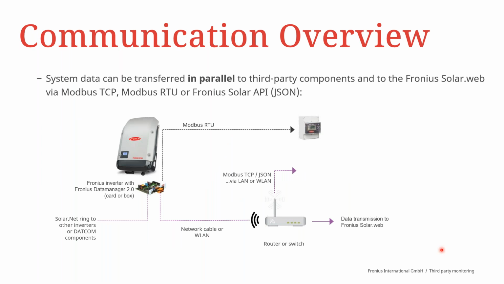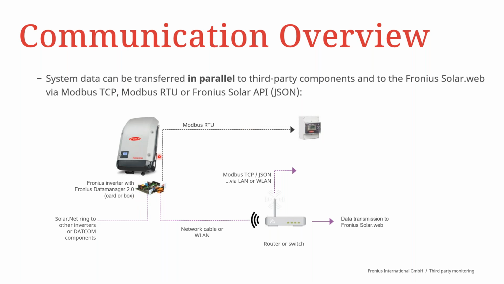Good. So let's have a brief communication overview. Basically, system data can be transferred in parallel to third-party components and to the Fronius Solar.web via Modbus TCP, Modbus RTU, or the Fronius Solar API using the JSON protocol. JSON basically stands for JavaScript Object Notation.